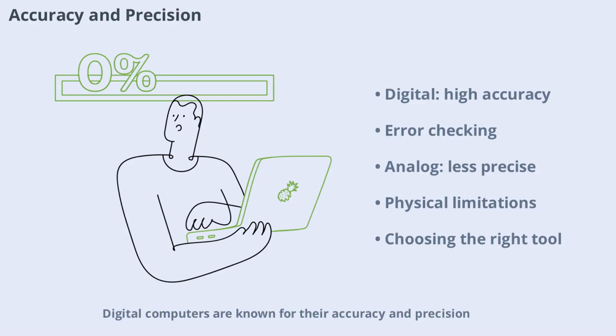Digital computers are known for their accuracy and precision, thanks to their use of binary code and error-checking methods. Analog computers, while fast, can be less precise due to physical limitations and interference. For tasks where exact results are critical, digital computers are usually the better choice.